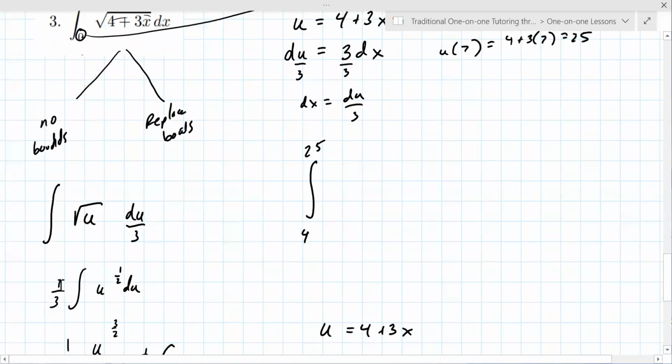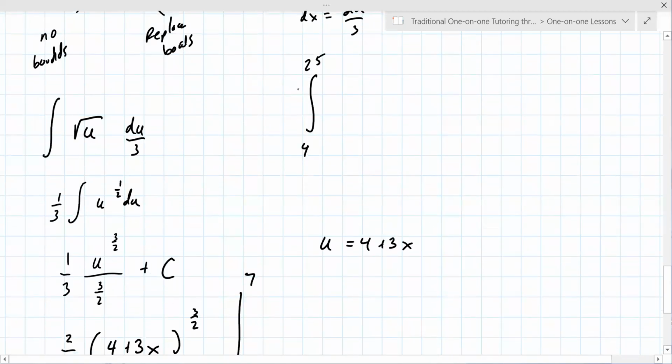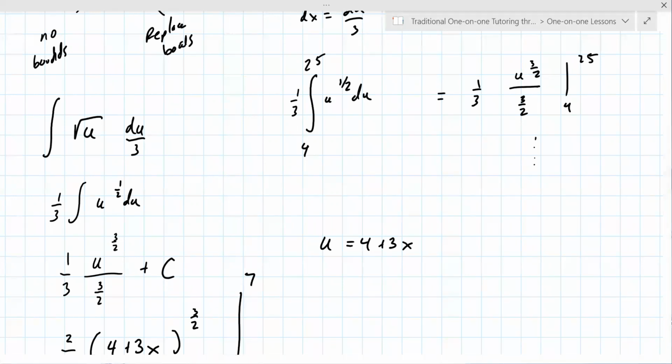And so it became 1/3 u to the 1/2 du. So you would write it as 1/3, and then it was u to the 3/2 over 3/2 from 4 to 25. And it ends up being the same result. So some examples are easier to do this way. This one's a toss-up because you end up getting basically the same numbers. Sometimes it gives you an easier thing to work with.